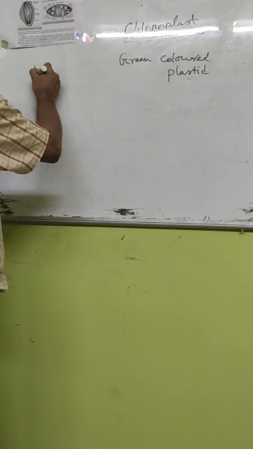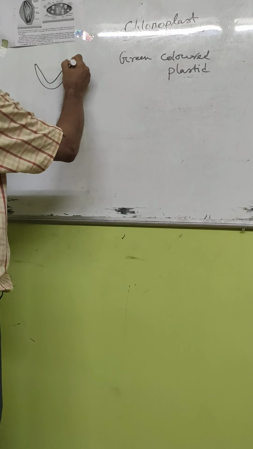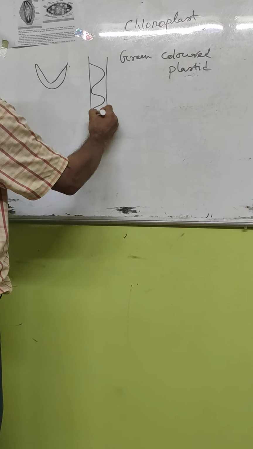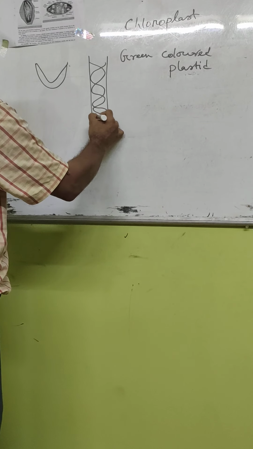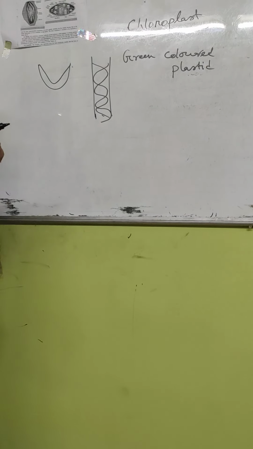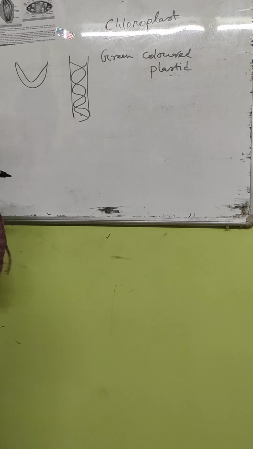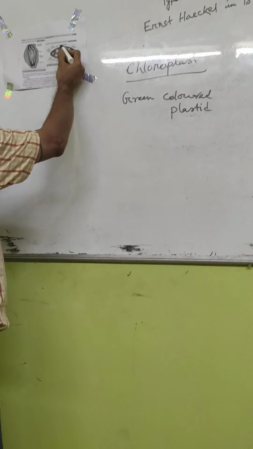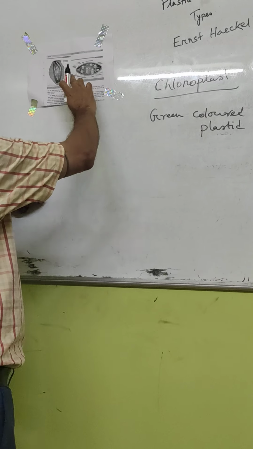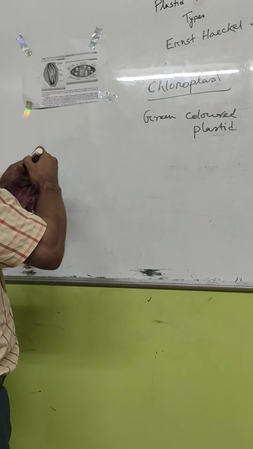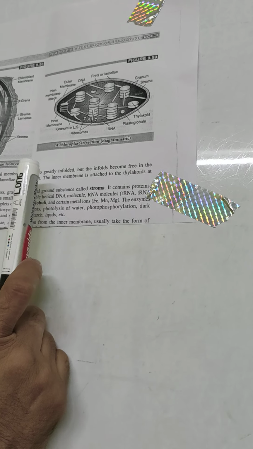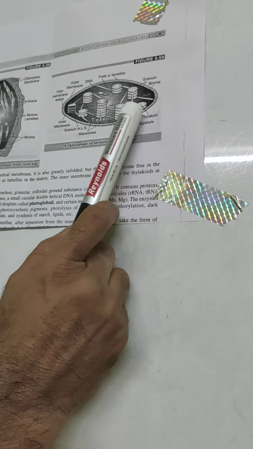Chloroplast may be of different shapes. In some algae we find cup-shaped chloroplast, and in some algae we find ribbon-shaped chloroplast like Spirogyra, and in some lower algae may be plate-like. But in higher plants, chloroplasts are generally biconvex or planoconvex in shape. So in leaves of higher plants, we find chloroplasts which are biconvex or planoconvex in shape.